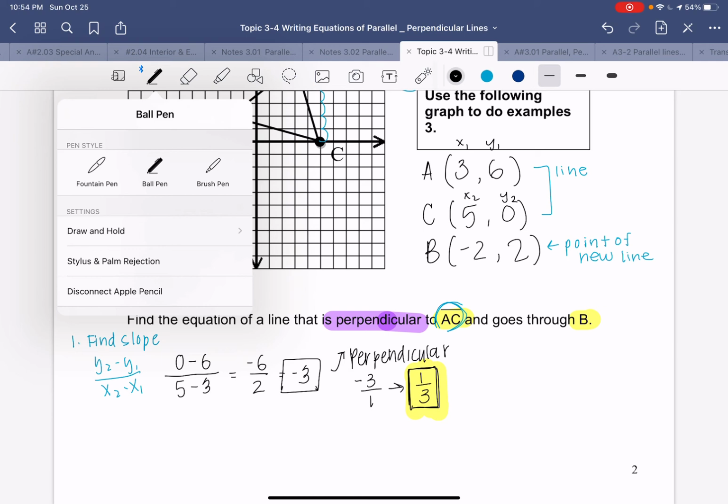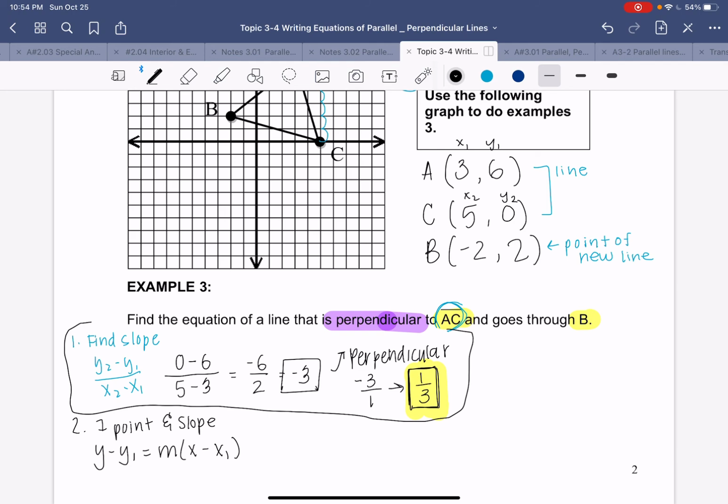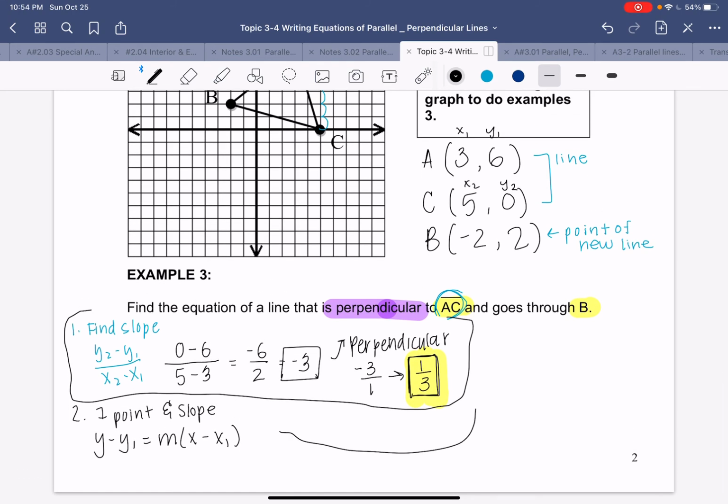Anytime we have 1 point and a slope, that's step 2, we're going to use y minus y1 equals m times x minus x1. So this was step 1, finding the slope. Step 2 is this right here, and I'm going to move it over here. So y, we're going to keep that there, minus our y1. I'm going to write this in blue.